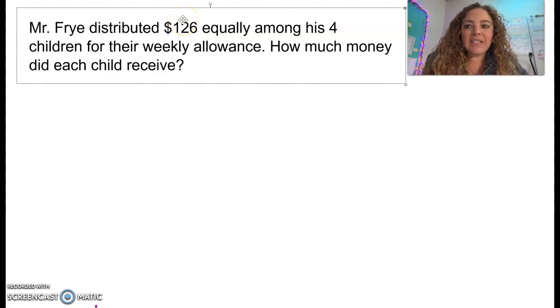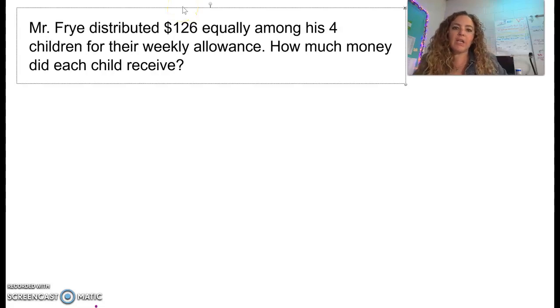Alrighty, in this lesson we are working on story problems and solving story problems, real world problems, using some of our strategies that we've learned with division and with multiplication and addition and those kinds of things. So just solving real world problems. So here we have our story problem.